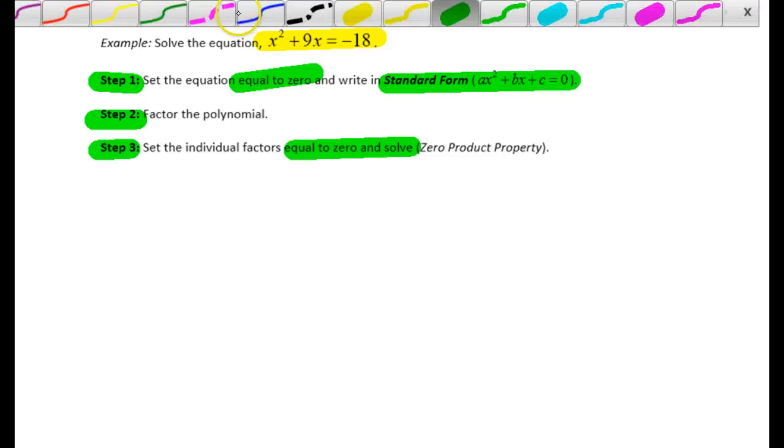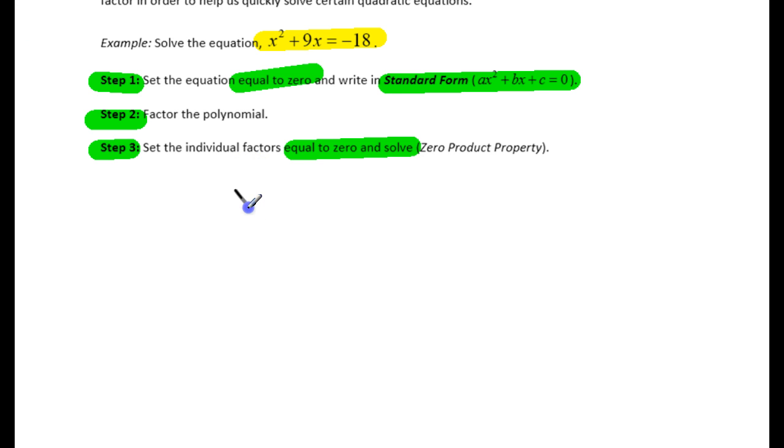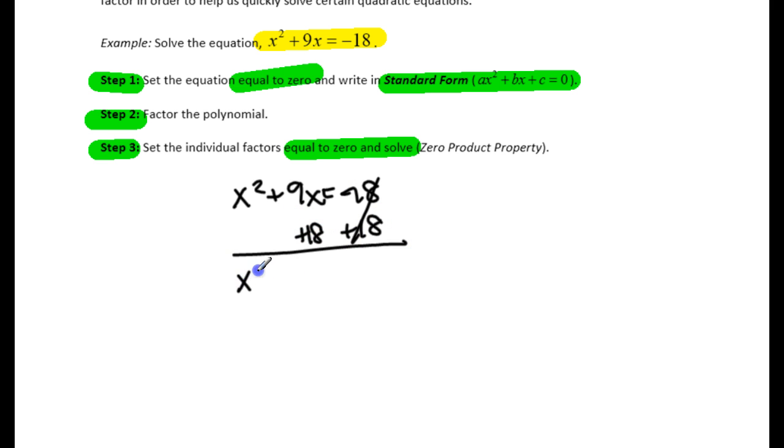Okay. So let me go ahead and write this problem again. x squared plus 9x equals negative 18. So I need to move this over here, so my ax squared plus bx plus c is together, and I want 0 here. So here I'm moving stuff to the x side. So I'm going to do plus 18 on both sides. So now the left side is x squared plus 9x plus 18 equals 0.